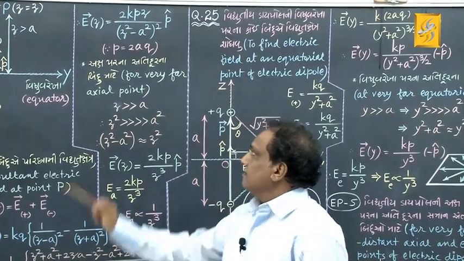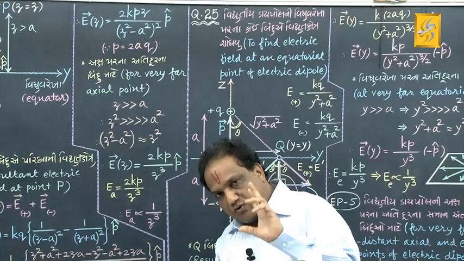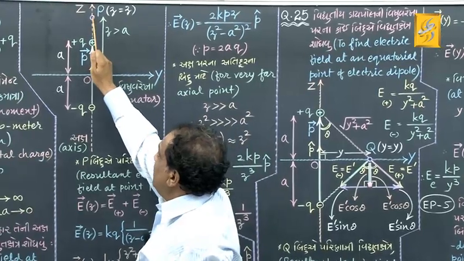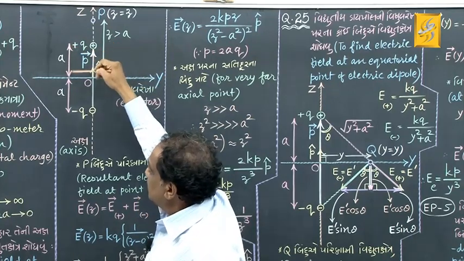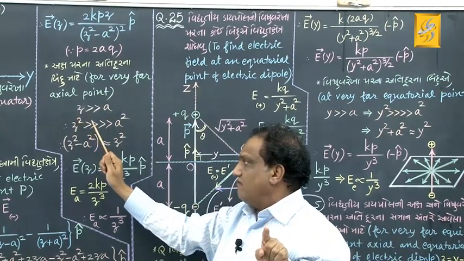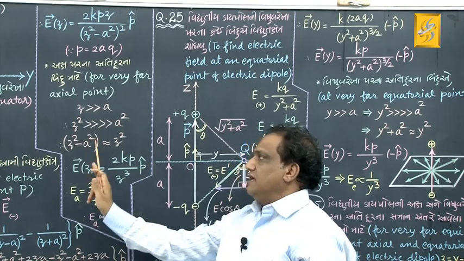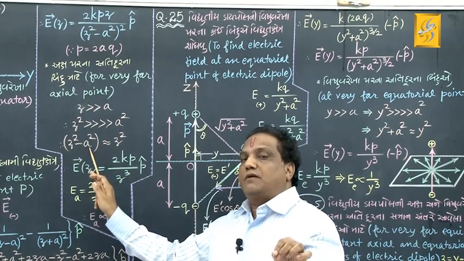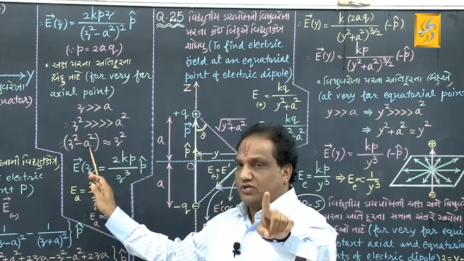What is the special case? For very far axial point. If you take a point on axis outside the dipole, that is true, but very far, then this point P is taken very far, then this distance z would be very much greater than this distance a. If z is very much greater than a, further z square will be very much greater than a square. If z square is very much greater than a square, then a square is negligibly small, and such terms can be neglected in comparison with other terms in addition and subtraction.